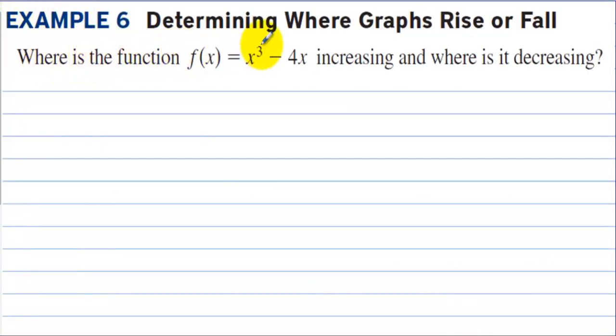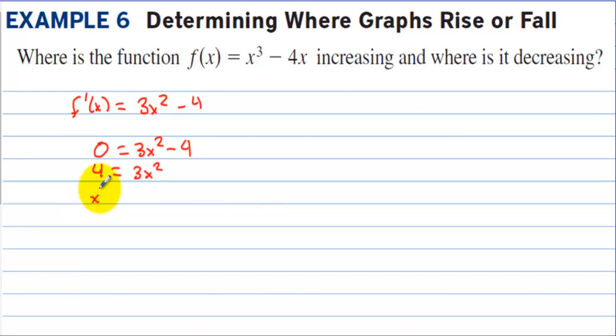Where is the function increasing and where is it decreasing? So let's take the derivative. That's equal to 3x squared minus 4. And we want to know where this function is 0. That's where it's neither increasing nor decreasing. So we add 4, that's equal to 3x squared. We divide by 3. So we have x squared equals 4/3. And then square root both sides. So we have plus or minus 2 over square root of 3. That's where the zeros are.